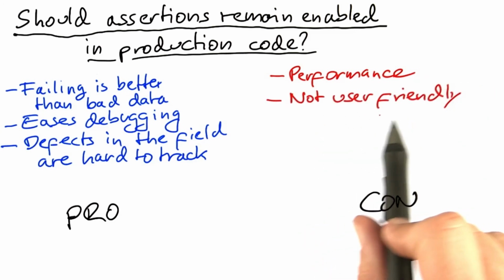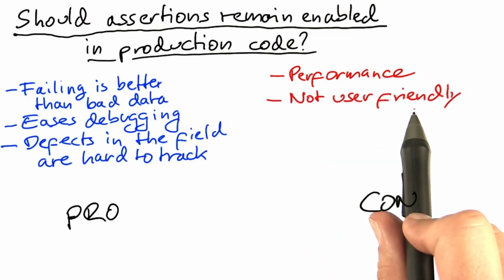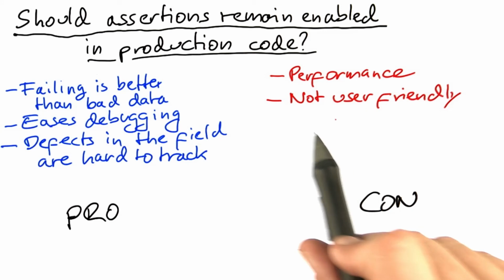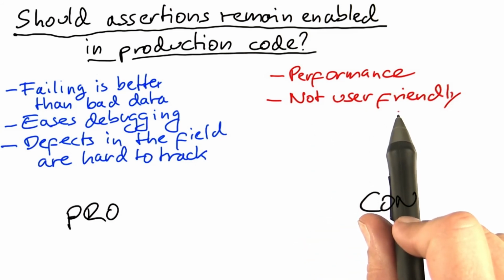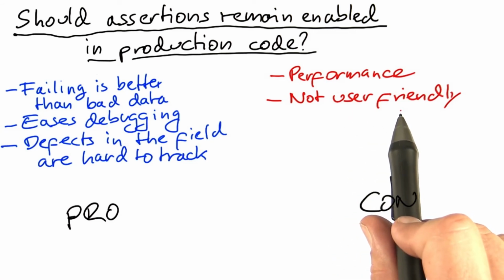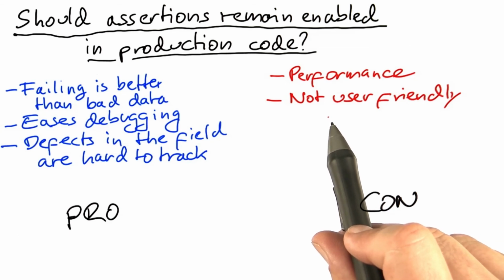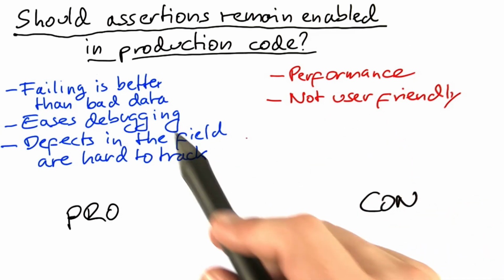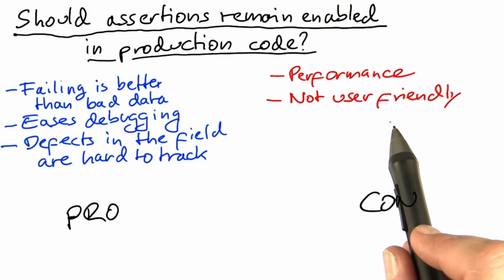The second thing is assertions, when they fail, typically cause the program to crash, or at least abort execution immediately. This is not very user-friendly. You should give your users a chance to recover even if an assertion finds that something has gone wrong. But then again, if your program crashes because of a failing assertion, what's the alternative? The alternative is to keep on working with bad data, and bad data can produce arbitrary and even worse results later.